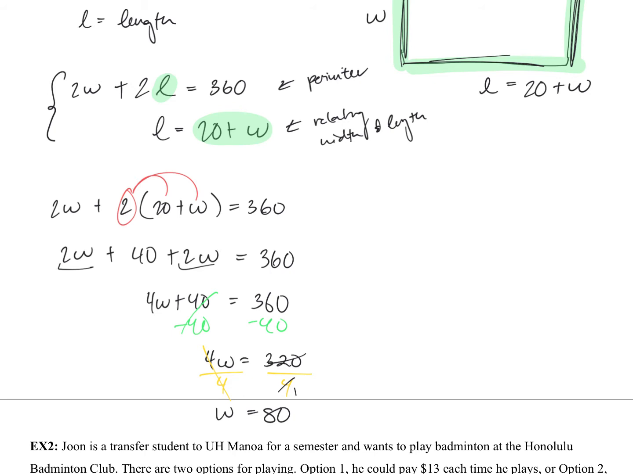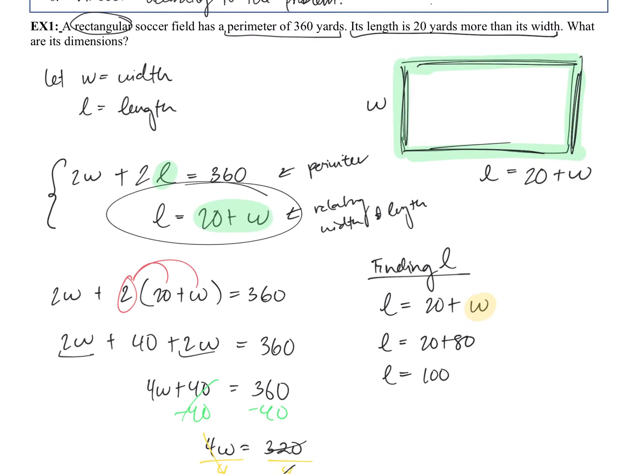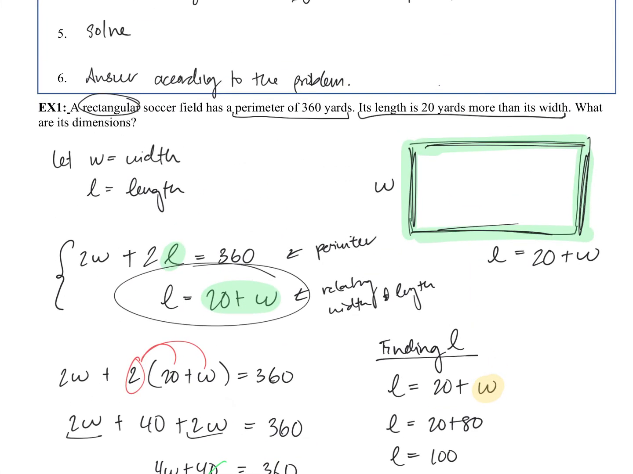But now we need to find L. How will we do that? Well, I'm going to go ahead and write finding L, because I have a lot of work going on, and I'll use this equation here because it's already solved for L. So L is going to equal 20 plus W, and we know that W equals 80. Go ahead and replace the W with 80. We get L equals 20 plus 80, so L equals 100. Are we done? No, because this is a word problem, so we need to answer in word form. So what would the answer be? The dimensions are 100 by 80 what? Yards.